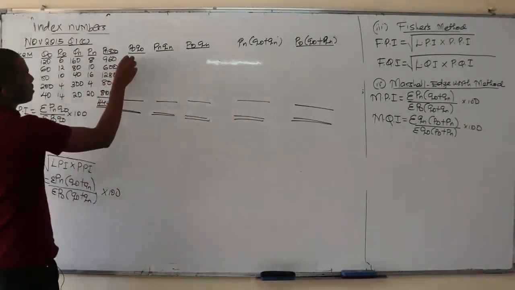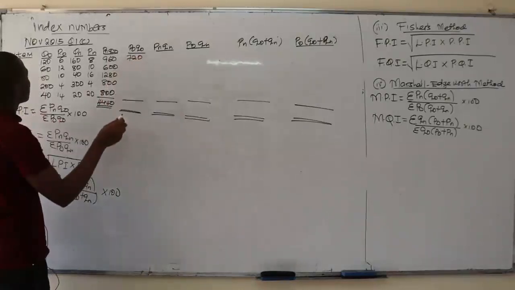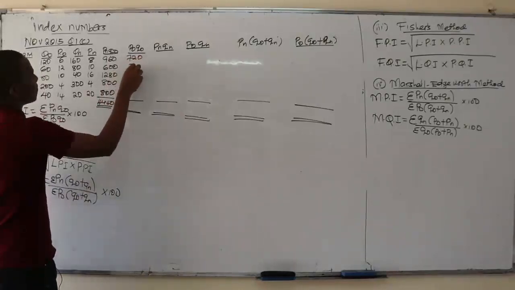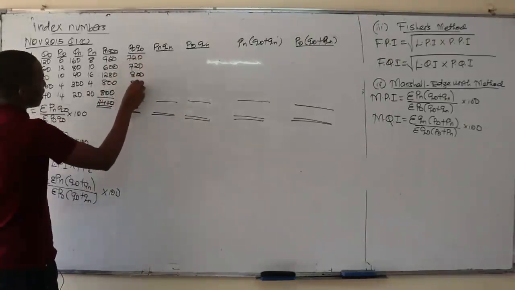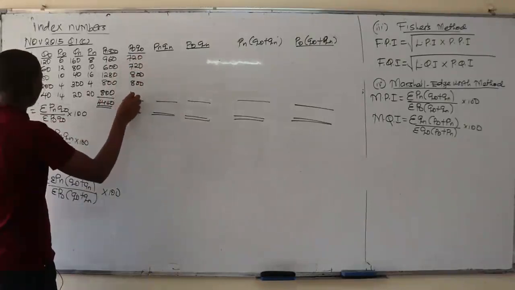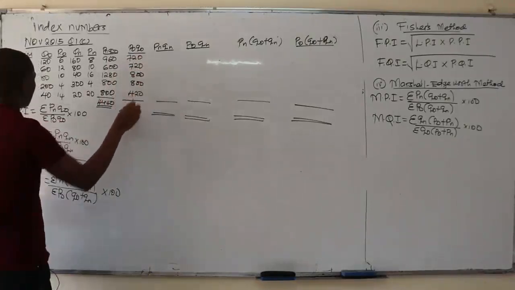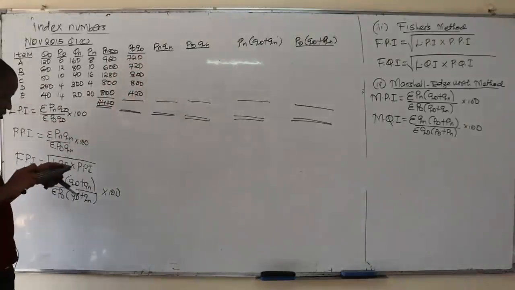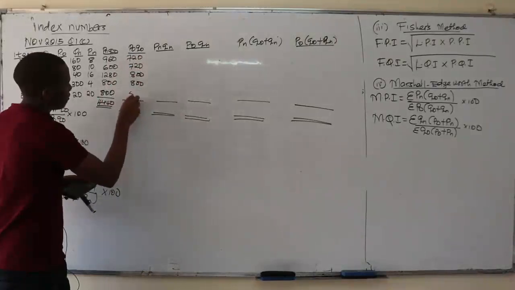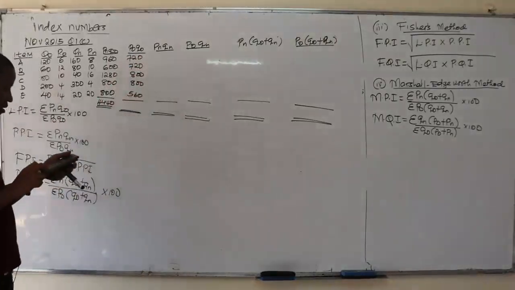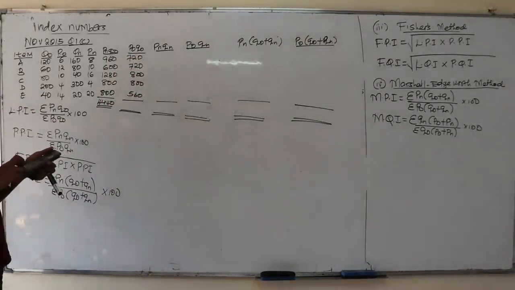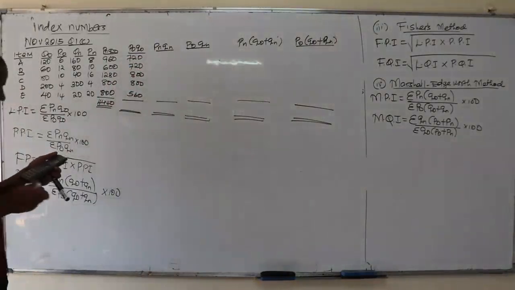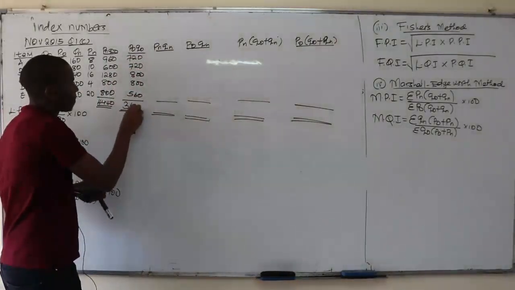Now P0Q0, these follow here. 120 multiplied by 6 is 720. This is 800. This is also 800. This is 14 multiplied by 40, which is 560. Get the total. 1600 plus 720, what does that give you? That is 3600.